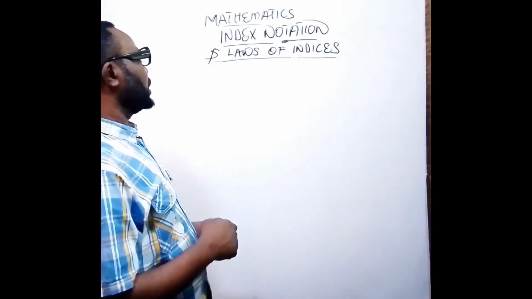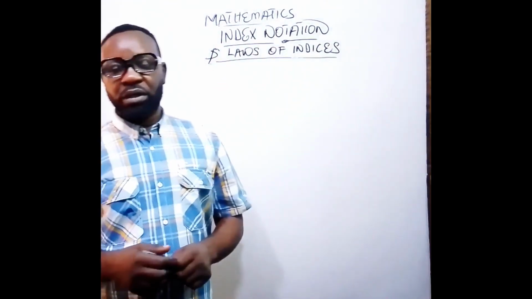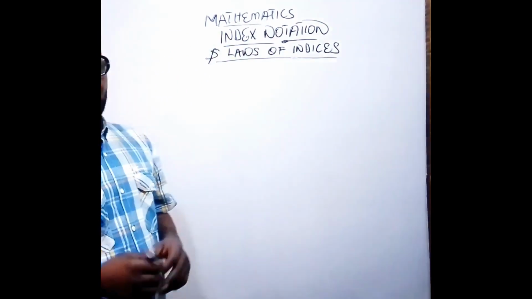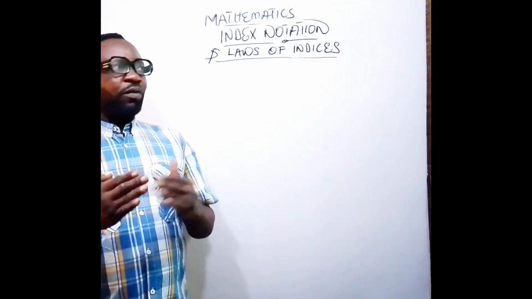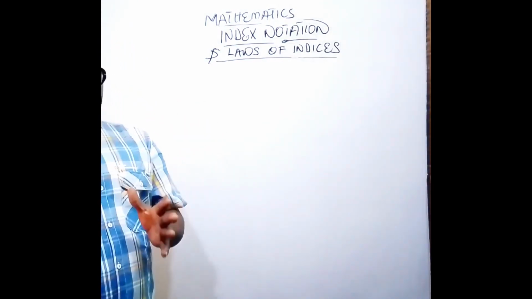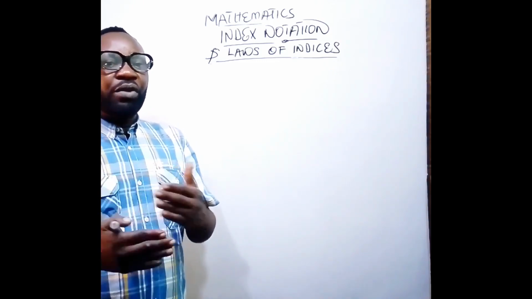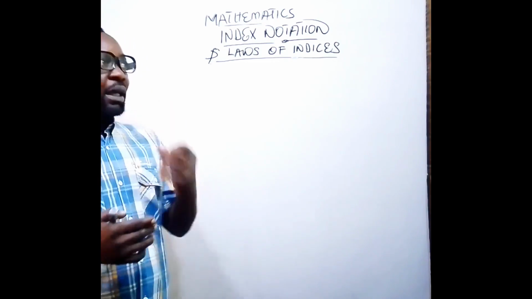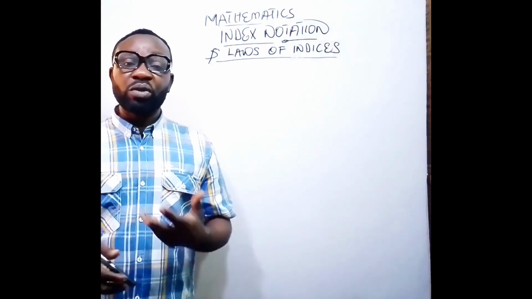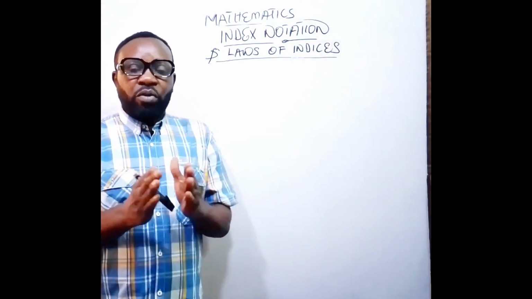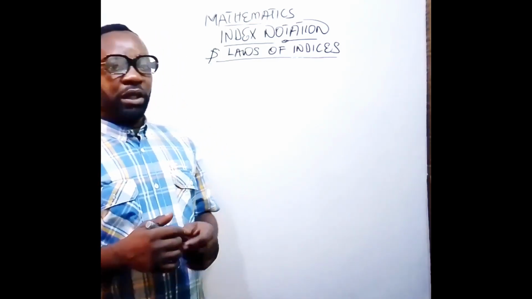Today we'll be looking at the topic in mathematics, index notation and laws of indices. Index notation is a form of reducing the product of equal factors of numbers. Numbers that have equal factors, the method of reducing their values, is called the index notation. Instead of writing it in many ways, we make it little so that we can use a mathematical expression to express it.